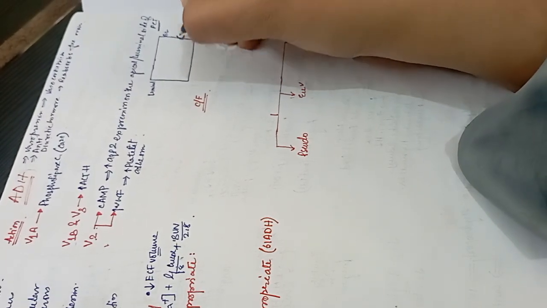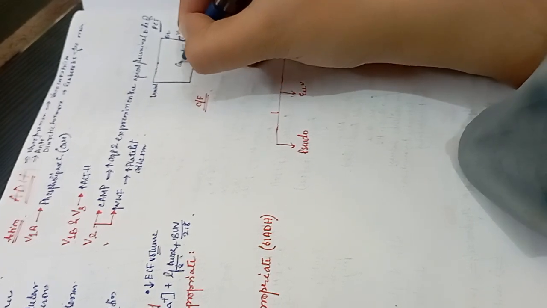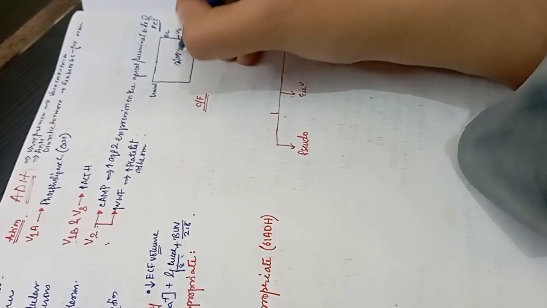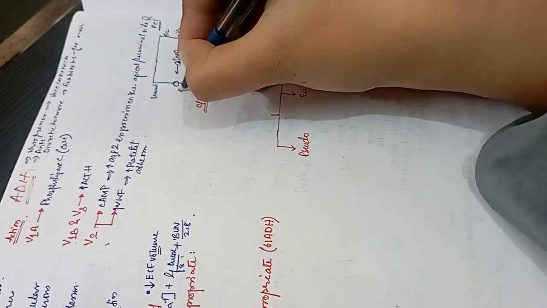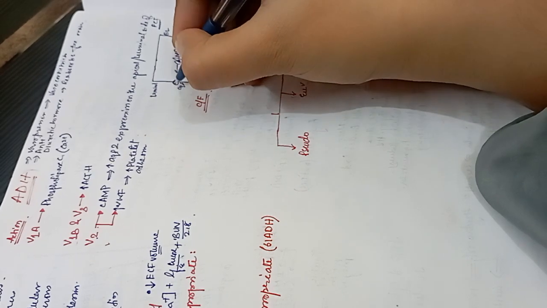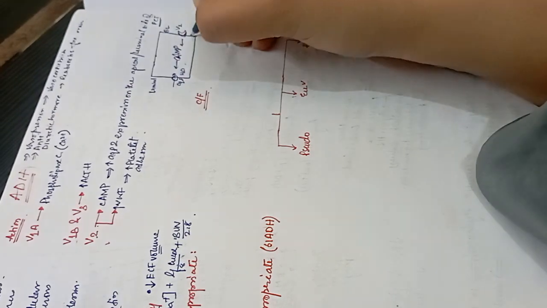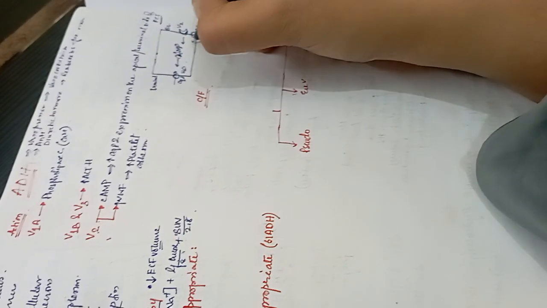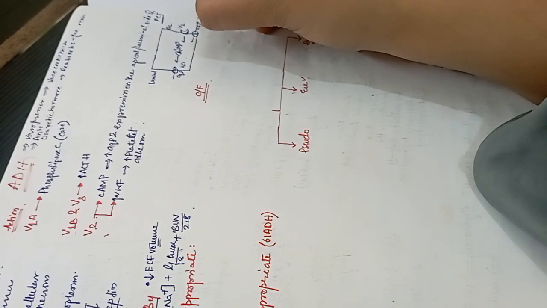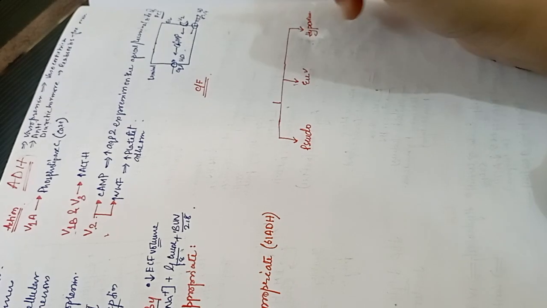Here is the ADH receptor. What is the receptor? V2 receptor. This causes increase in cAMP. This causes expression of aquaporin 2. This causes reabsorption of H2O. Here aquaporin 3 and 4 reabsorb H2O. So reabsorption of H2O is occurring.